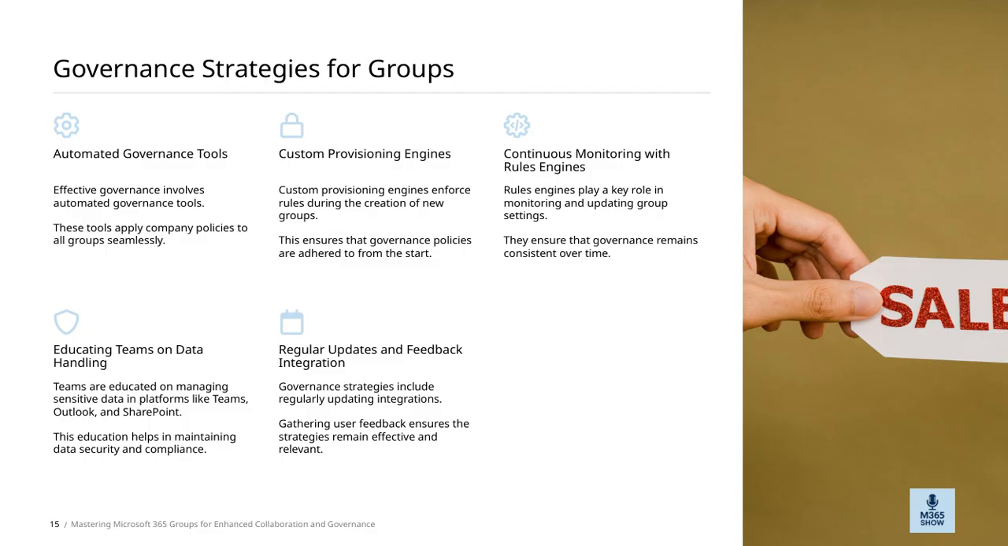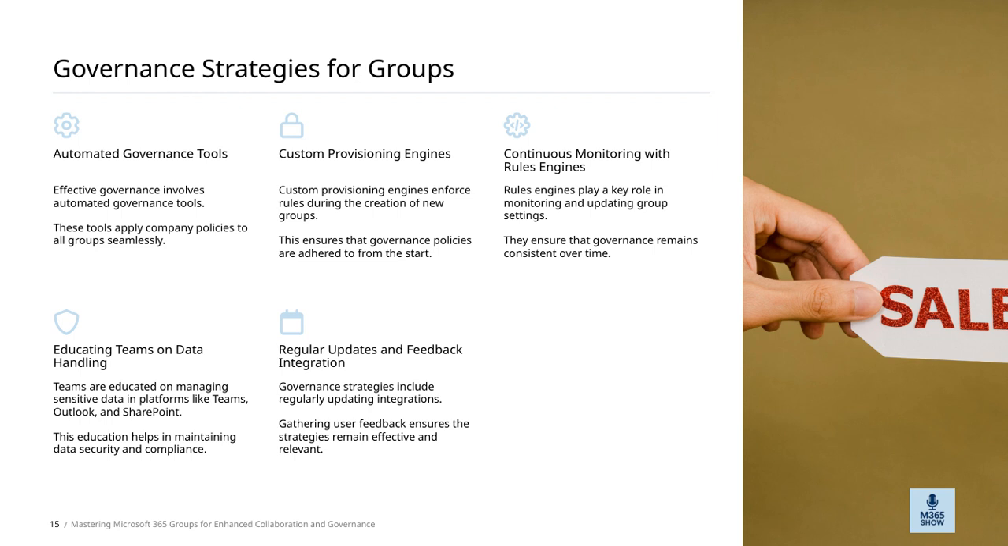Additionally, rules engines are fundamental for maintaining consistent governance. They monitor group settings continuously and update them as needed, ensuring our policies are enforced over time without manual intervention. When creating new groups, custom provisioning engines come into play. They apply our governance rules right from the start, making sure every new group is compliant from day one. Finally, leveraging automated governance tools is essential. These tools seamlessly enforce company policies across all groups, reducing manual effort and minimizing the risk of errors.